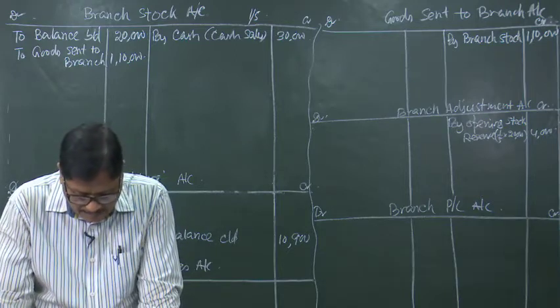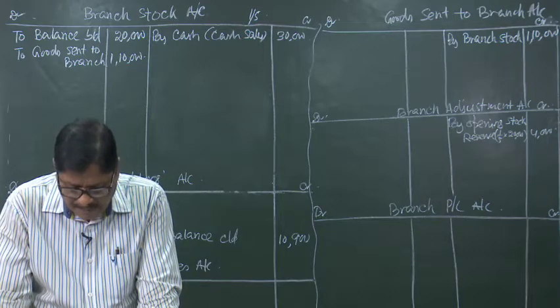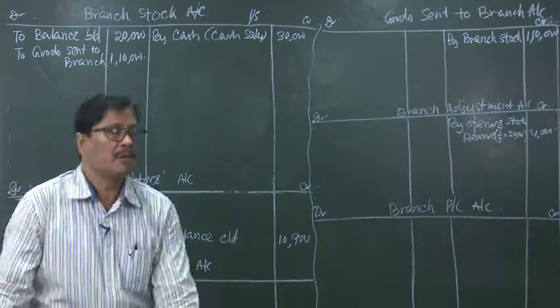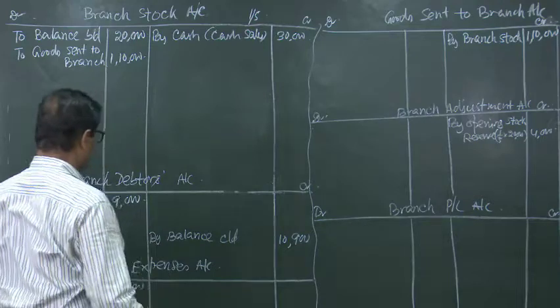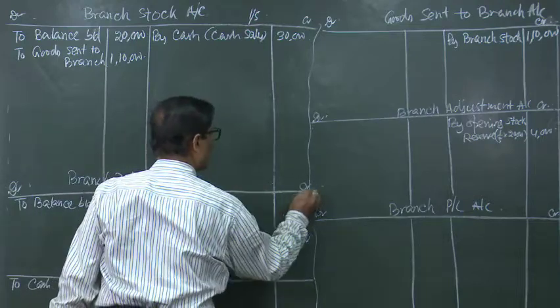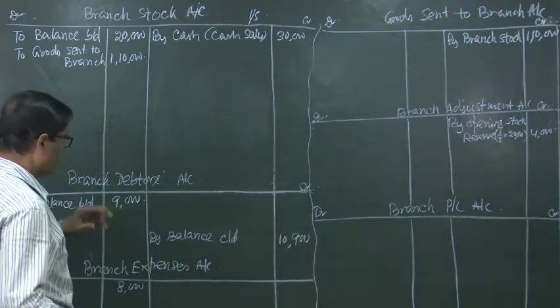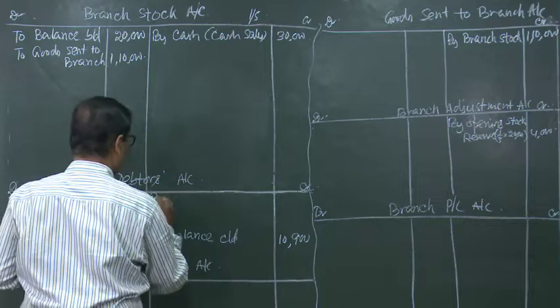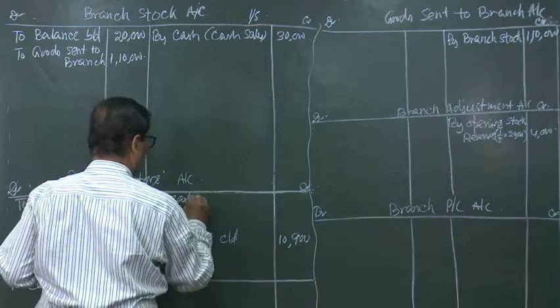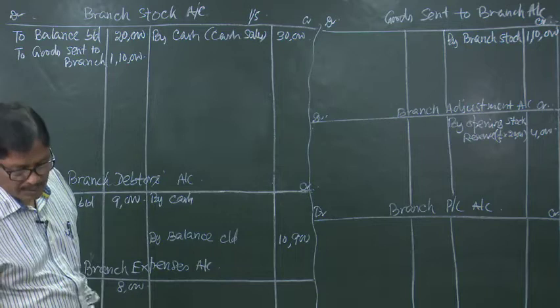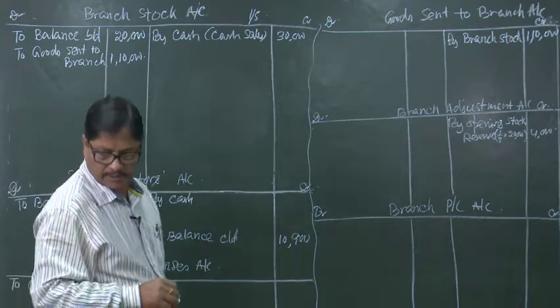Then cash collected from debtors 57,000. When debtors are giving us cash, what will be the journal entry? Cash account debited to branch debtors, or branch debtors account is credited by cash, by cash 57,000.